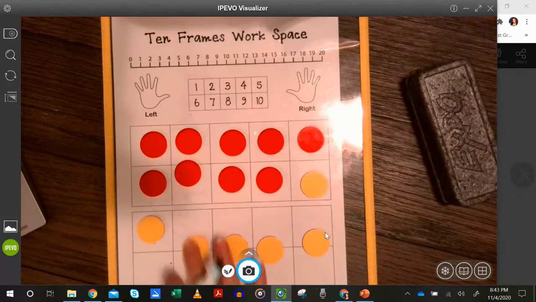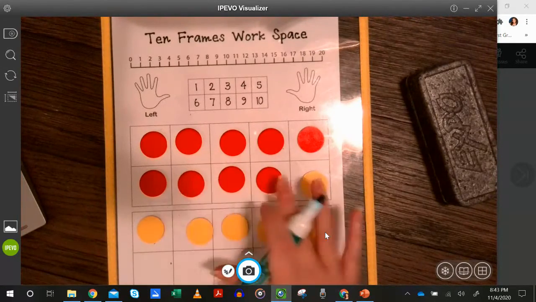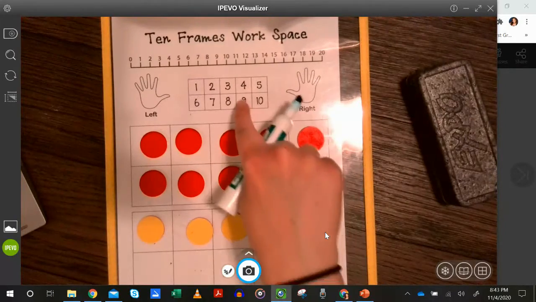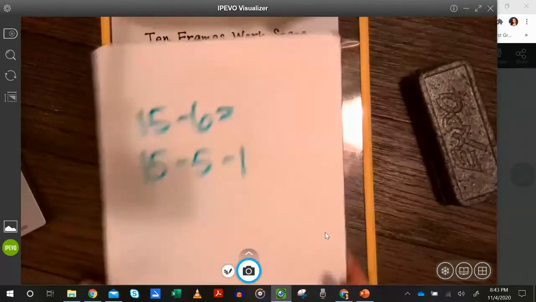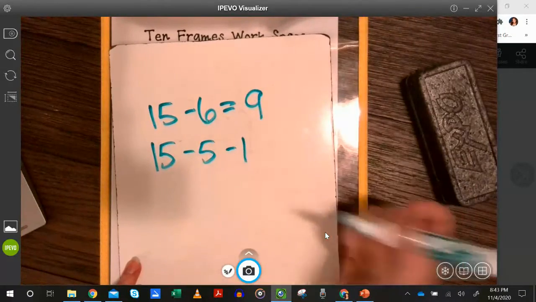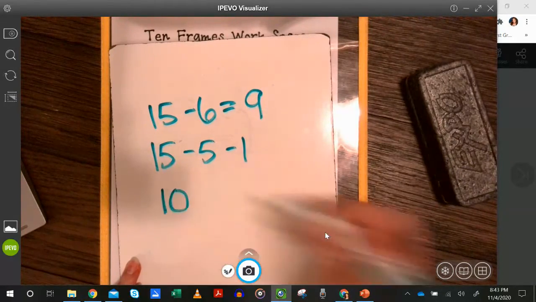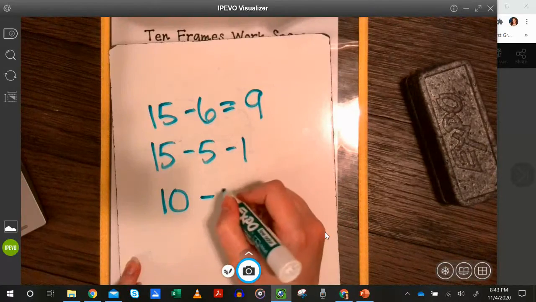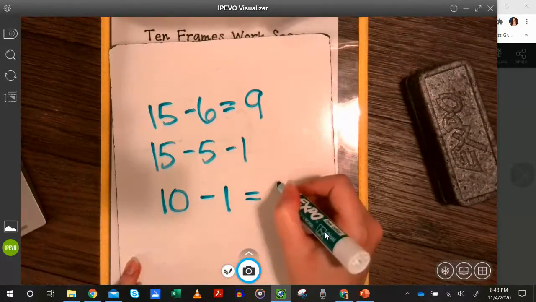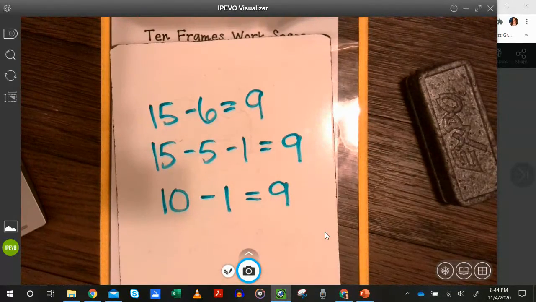There's my 15 minus 5 and minus 1 more. What remains? Looking here, I am left with 9. If we look at it here, 15 minus 5 would put us to 10 minus 1. 1's 10 buddy is 9. So all of these are going to equal 9 because they are all coming from the same problem.